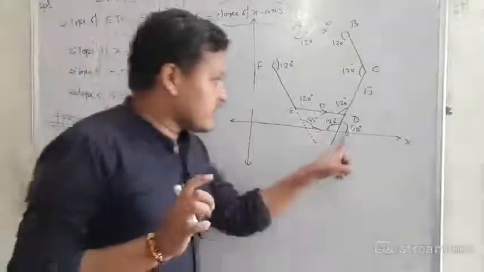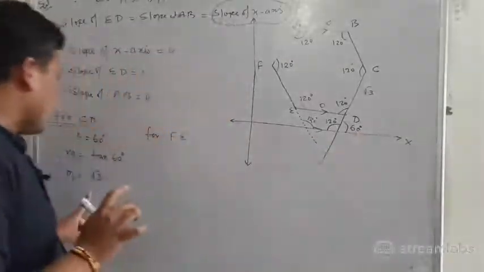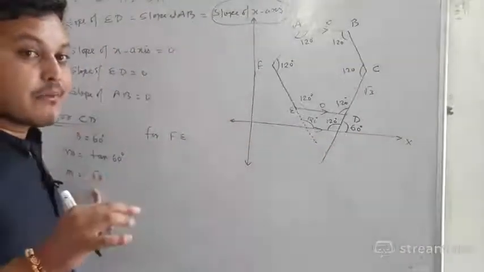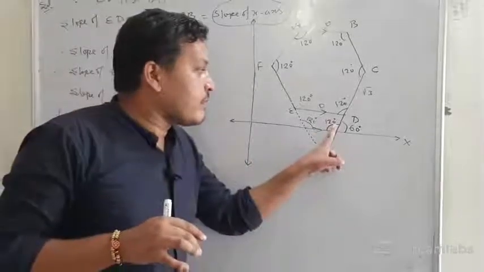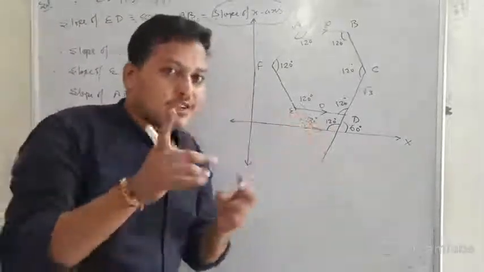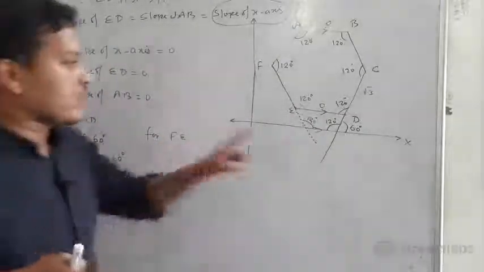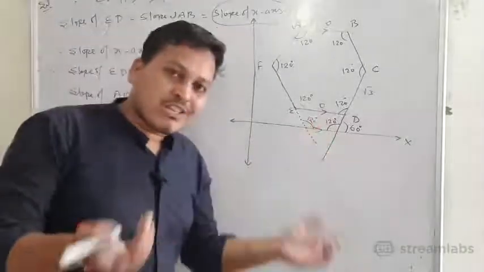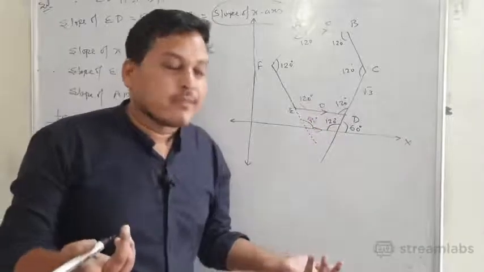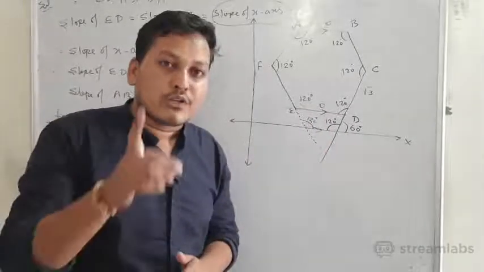Now one thing: this is 60 degrees. What is its value? √3. It means that if you want to calculate using 120, the answer will remain the same. So the value of tan 120 is also √3. For this one √3 came, so for this one also √3 will come, obviously. The answer remains the same, so tan 120 is also √3.